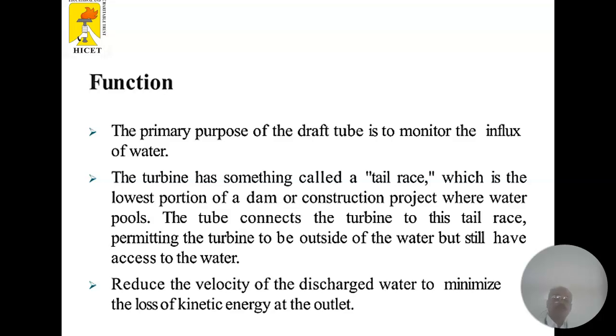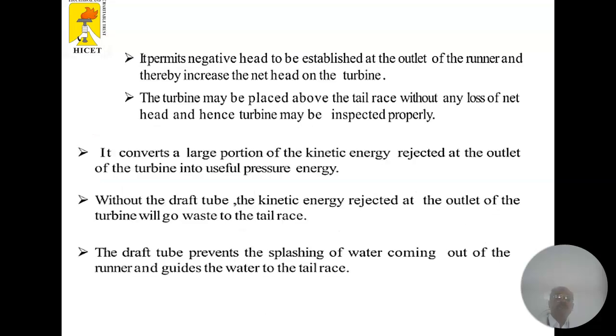It reduces the velocity of discharged water to minimize the loss of kinetic energy and the output. Then it permits negative head to be established at the outlet of the runner and thereby increases the net head on the turbine. The turbine will be placed above the tail race without any loss of net head, and hence the turbine may be inspected properly.